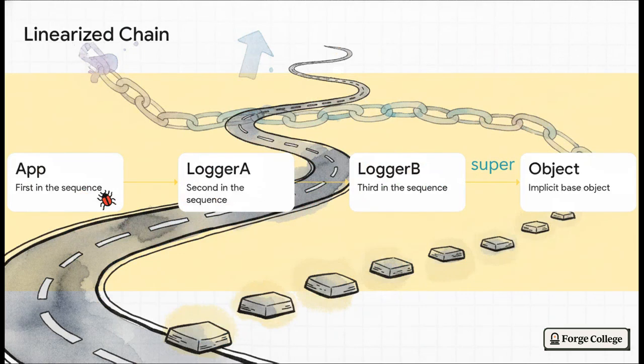Let's actually look at the exact linearized chain for our buggy App contract. When you write contract App is LoggerA, LoggerB, Solidity automatically drafts this exact lineup. First is App itself, second in line is LoggerA, third is LoggerB, and fourth is the implicit Object base. This order is absolute law. It is the exact sequence in which implementations are going to be resolved. So the question becomes, how do we travel down this line without skipping anyone?